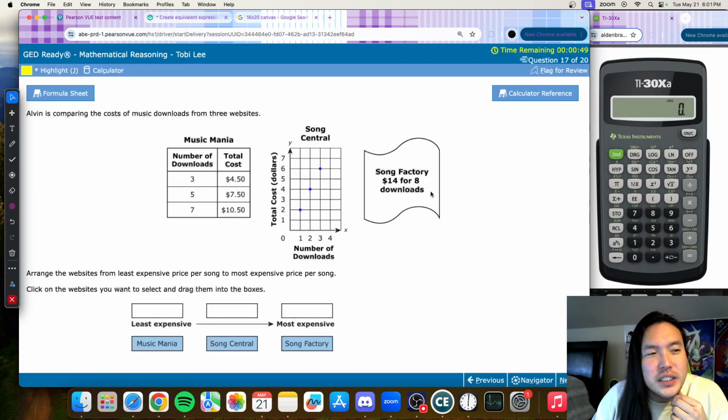Alvin is comparing the cost of music downloads from 3 websites. Arrange the websites from least expensive per song to most expensive per song.